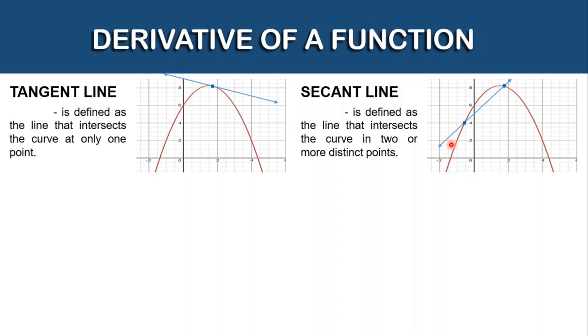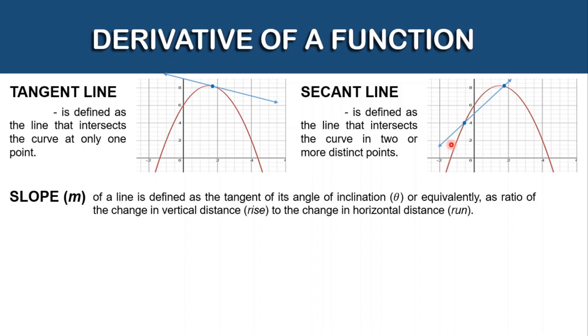The next term that we need to review is the slope, or in symbol, this is m. The slope of a line is defined as the tangent of its angle of inclination. The symbol of angle of inclination is theta, or equivalently, this is the ratio of the change in vertical distance, or rise, to the change in horizontal distance, which is run. In symbols, this is the symbol for slope, and this is equivalent to tangent theta. Also, we can write it as rise over run.